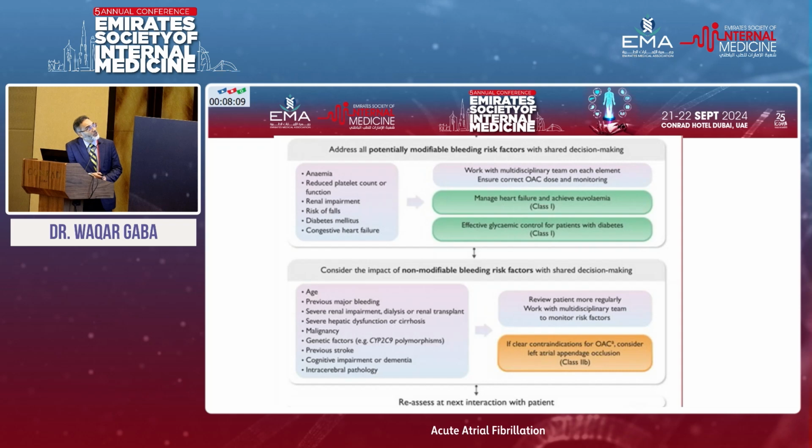So what are the potentially modifiable risk factors we're talking about? These are anemia, reduced platelet count, renal impairment, risk of falls, diabetes, CCF. And then there are some non-modifiable bleeding risk factors like age, previous major bleeding, genetic factors, malignancy. So essentially, rather than just stressing the HAS-BLED score or any other score, no bleeding score is good. Look at the risk factors for bleeding, try to minimize those, and carry on with the treatment which the patient deserves for atrial fibrillation.